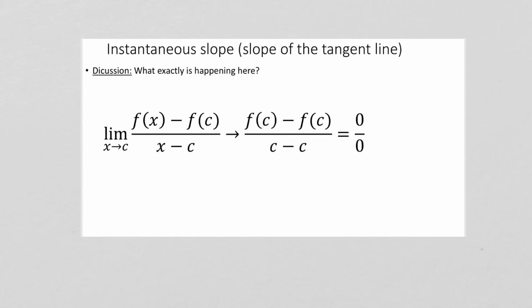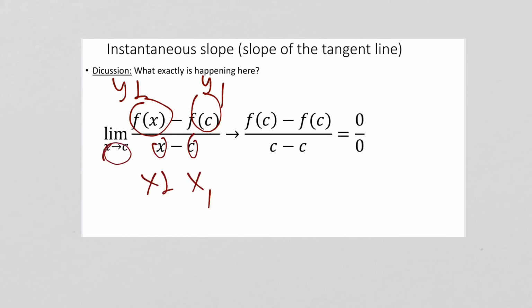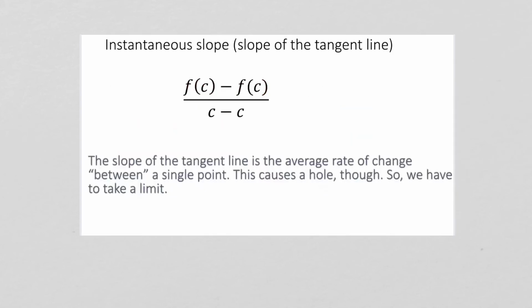And what we really have here is, again, this is y2, and this is y1, and this is x2, and this is x1. But if we let x equal c, what that's going to give us is basically y2 is equal to y1, and x2 is equal to x1. So when we subtract them, we get 0 over 0, which causes a hole. And the reason we're doing this is because a tangent line only goes through one point. We only want it to go through c comma f of c.